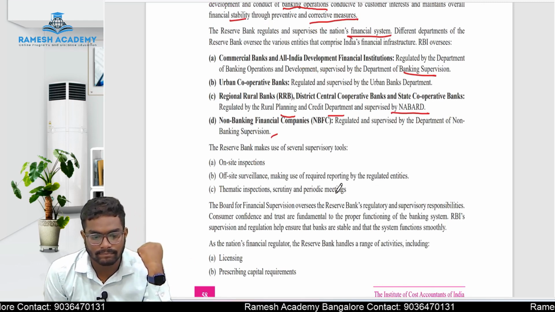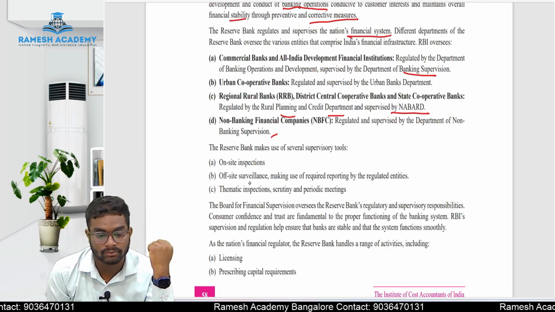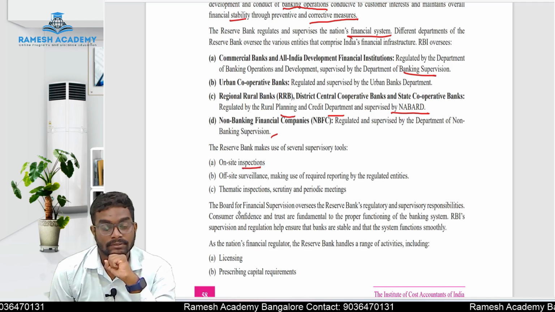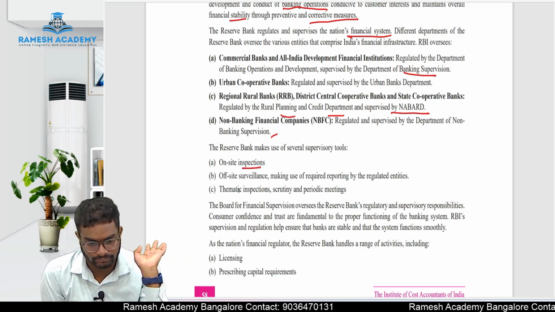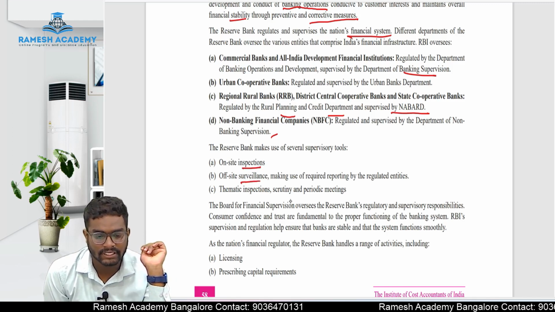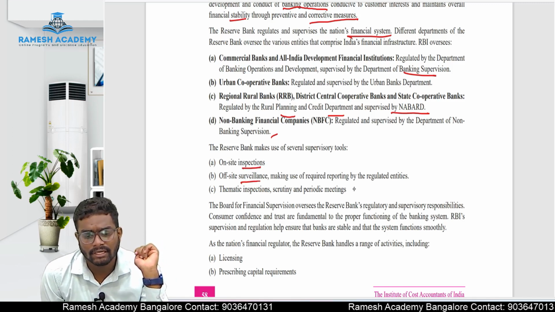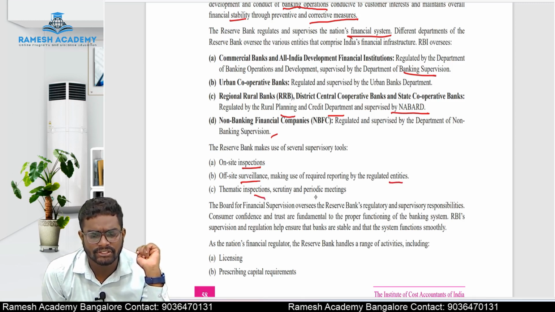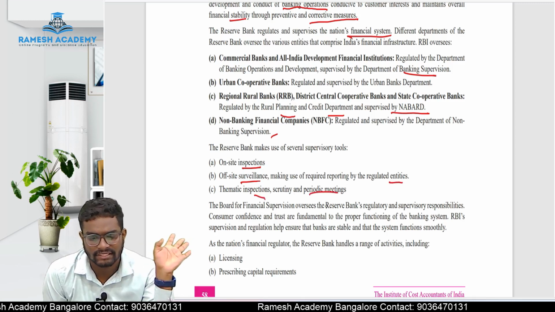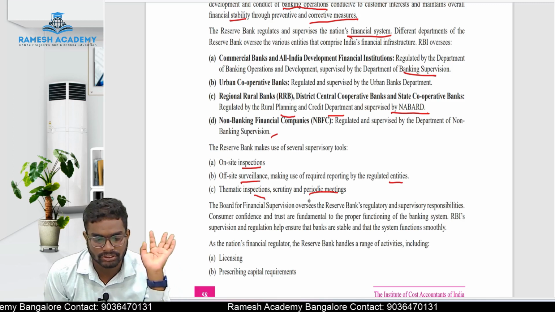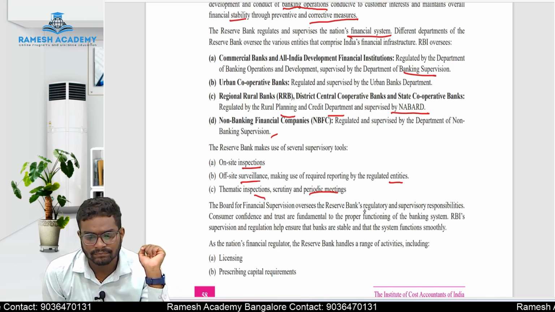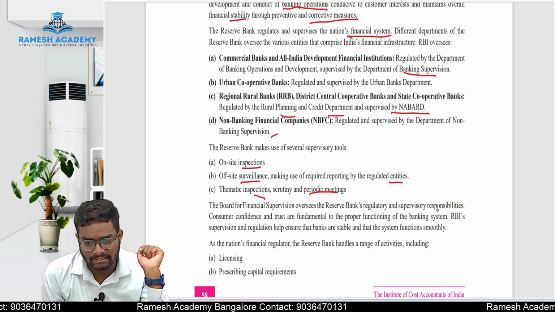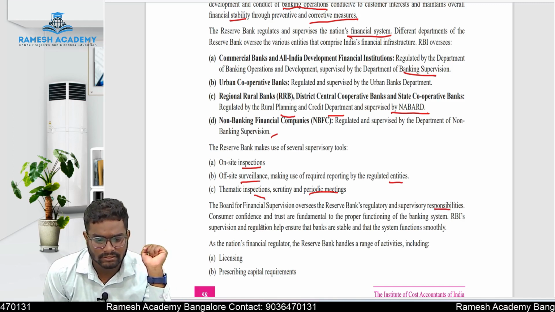Next, RBI makes use of several supervisory tools. One is inspection. It can inspect any bank at any time. No one can question that. Next, offsite surveillance and making sure of the required reporting by the regulated entities. Thematic inspection, scrutiny and periodic meetings. So it can do anything. No one can question this. The Board for Financial Supervision oversees the Reserve Bank's regulatory and supervisory responsibilities.